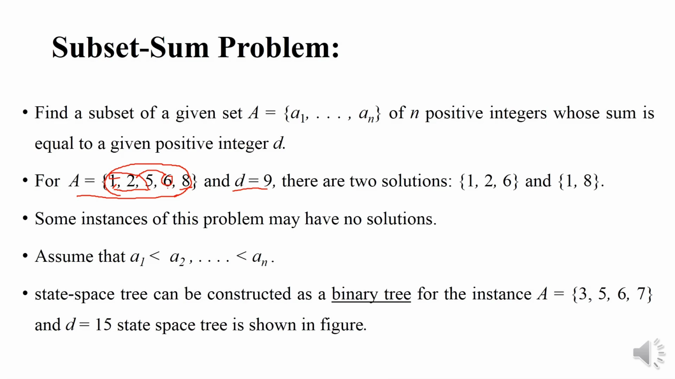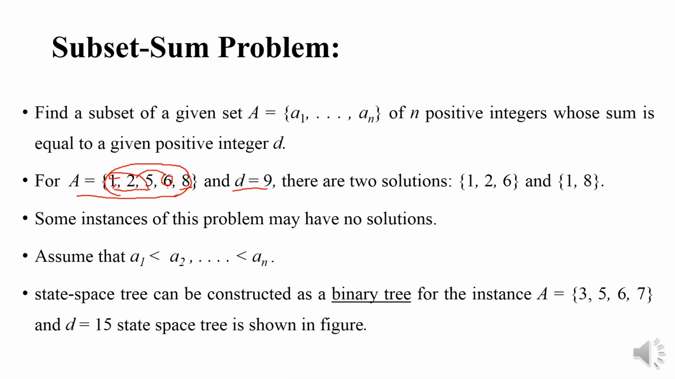So some instances of this problem may have no solutions. It means you can be given an input set for which no subsets are possible, for which the sum of the elements is equal to d. We are assuming that the elements are listed in order. That is, the first element is smaller than the second element. The second element is smaller than the third element. And the largest element is the nth element.